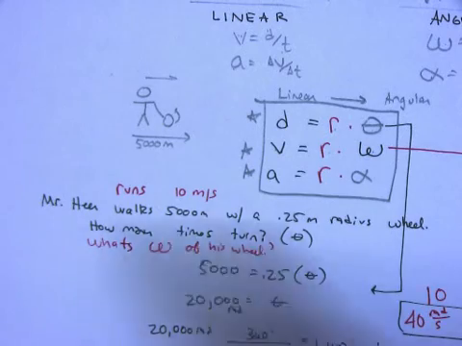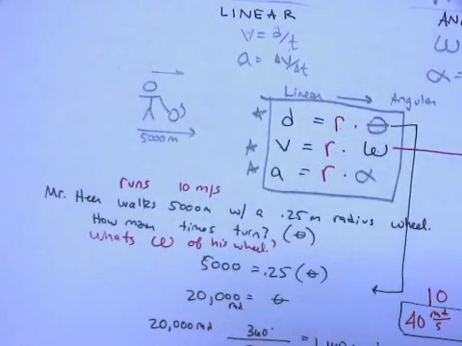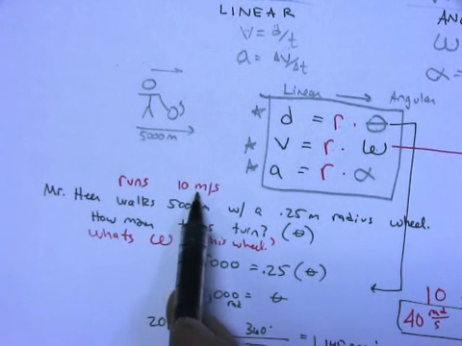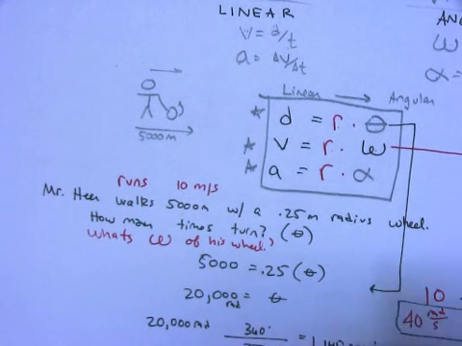And I did an example problem down here of me walking a certain distance. What is that angular distance using that equation? Me running at a certain speed. What is that in angular speed if I had a wheel?